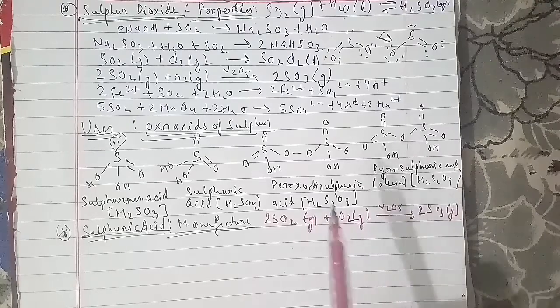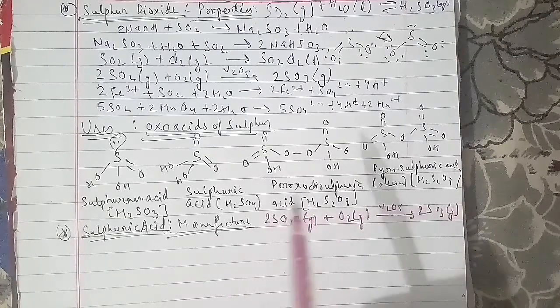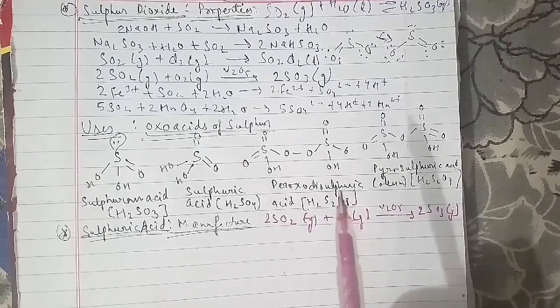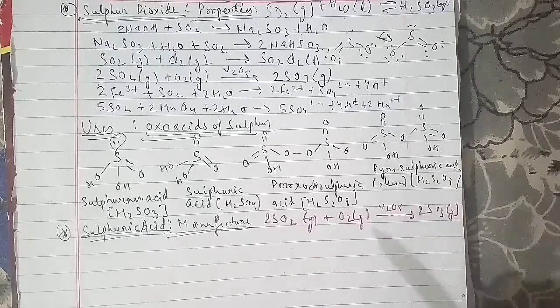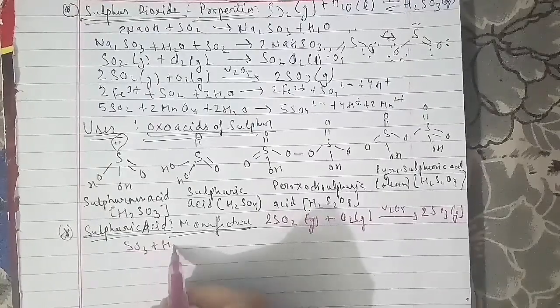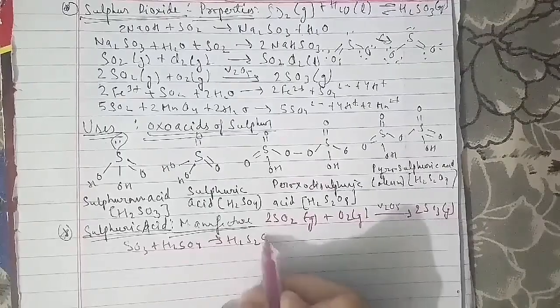So in the same case, we have SO3 plus H2SO4 giving H2S2O7, that is your oleum. The sulfuric acid obtained by the contact process is 98% pure.